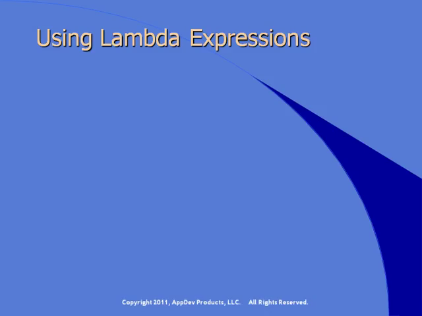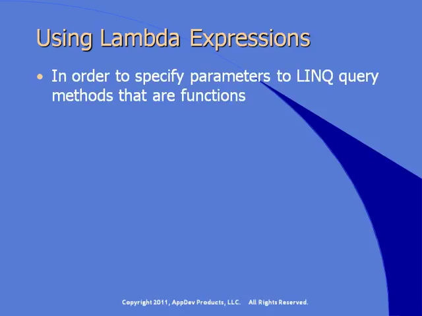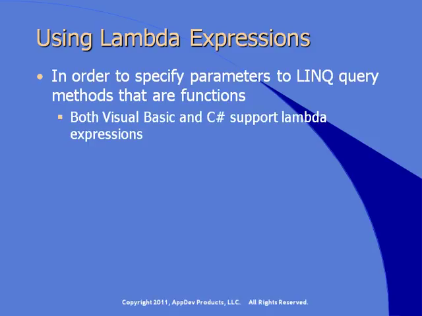Many of the LINQ query methods are actually functions that require parameters. And in order to specify parameters to those methods, Lambda expressions were defined. These work both in Visual Basic and C#. Now, if in previous versions of Visual Basic they'd supported anonymous methods, we wouldn't really need Lambda expressions in this version, because Lambda expressions are really just simplified anonymous methods.